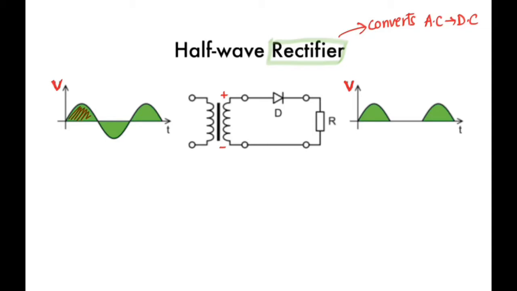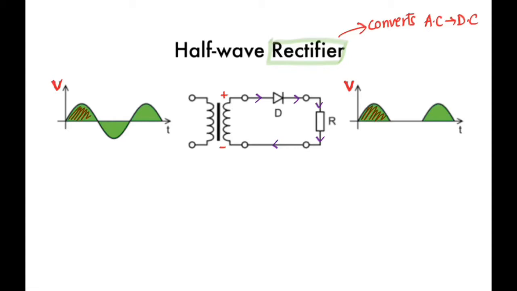The positive of the source is connected to the P type of the diode. That means it is forward bias. So the current will pass through the circuit and we can see that we get an output voltage same like the input voltage.